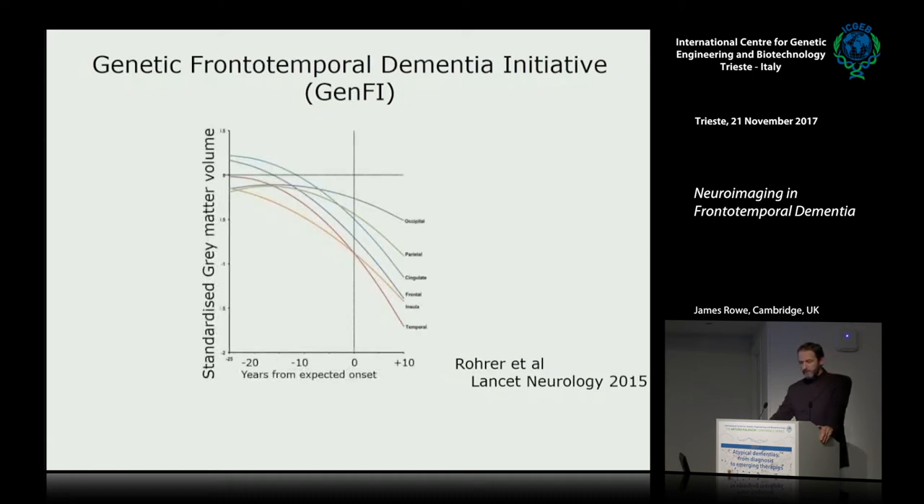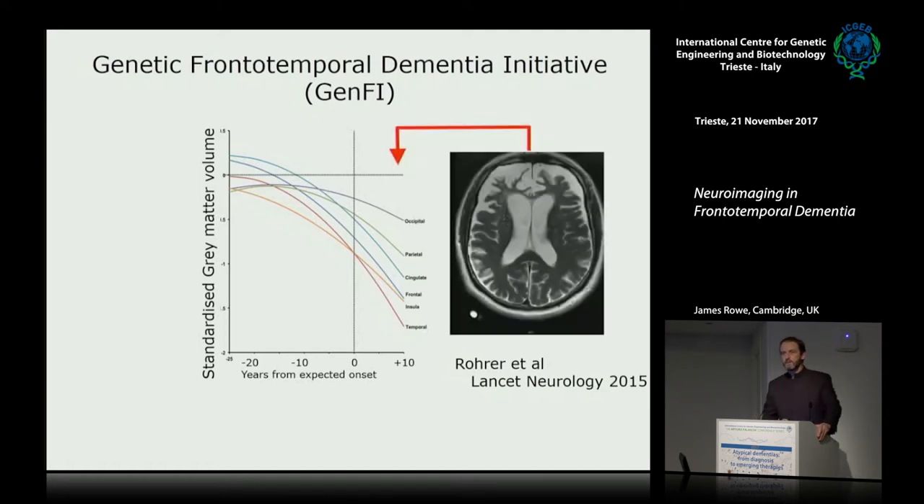This is the data published on the first data freeze from John Rowe in the Lancet Neurology 2 years ago, showing that if we relate the imaging changes, the structural imaging changes on MRI, to the expected time of onset based on the family member's age of onset, we see marked changes over the years in structure, in key areas, beginning or most markedly in temporal and insular cortex.